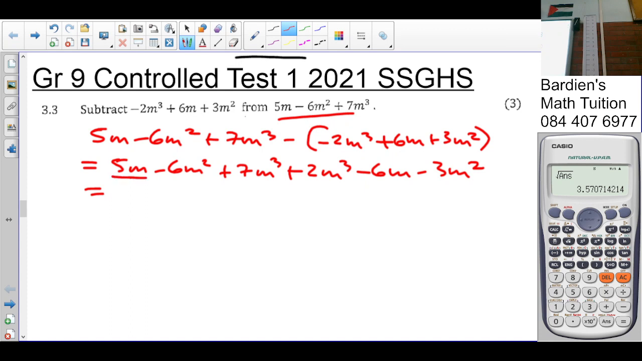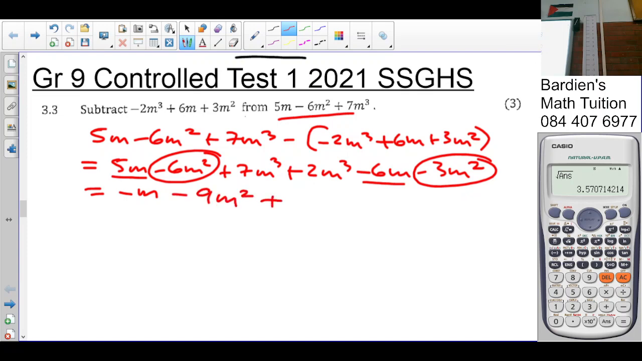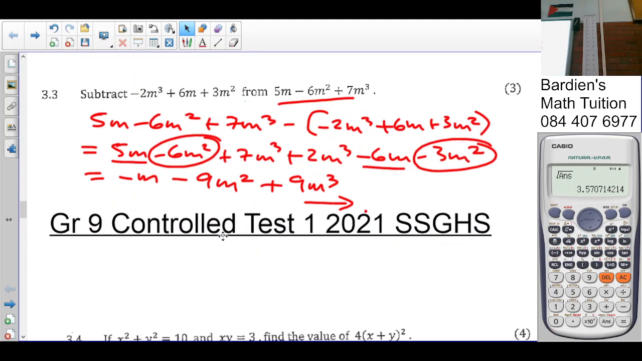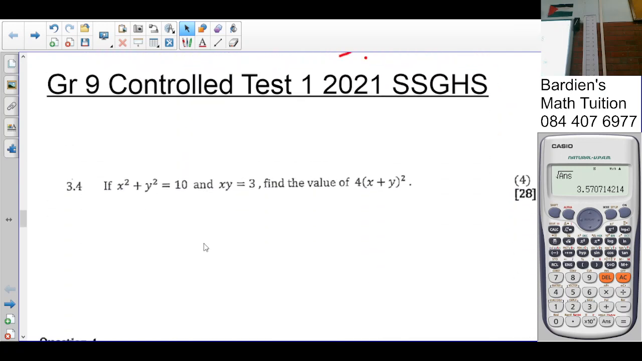So 5m minus 6m is negative m. Minus 6m squared minus 3m squared is negative 9m squared. 7m cubed plus 2m cubed is 9m cubed. Or you could have written it as 9m cubed minus m minus 9m squared, or 9m cubed minus 9m squared minus m. All of that is acceptable. That would actually have been the more correct way of writing it, because it's in descending powers of m.